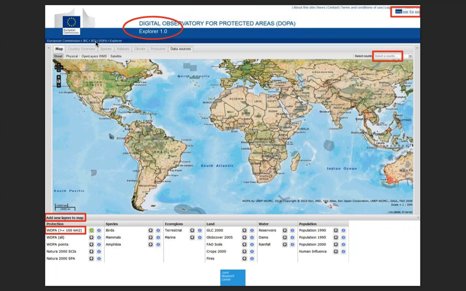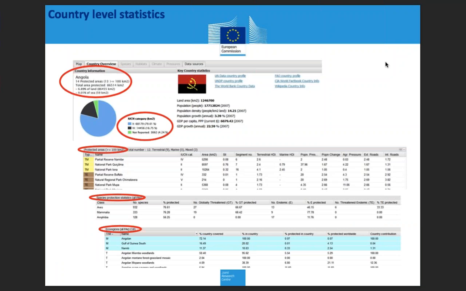But typically, after this first, let's say, global overview of these layers, more visual overview, what you would do is go to the upper right corner where you see select a country. So possibly here you will select the country of interest for assessments or your indicators. And once you do that, you will get specifically a set of indicators at the country level, which are shown here on the screen.